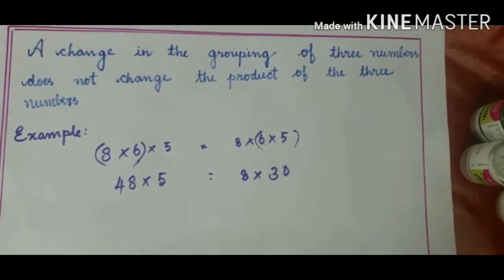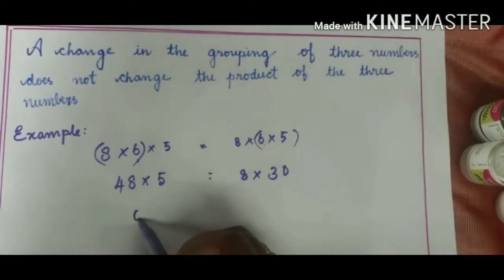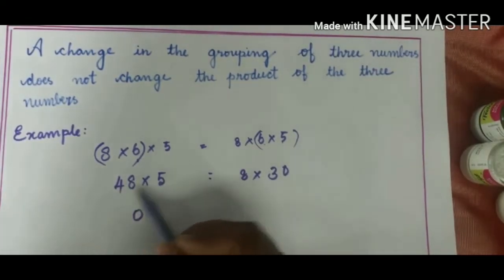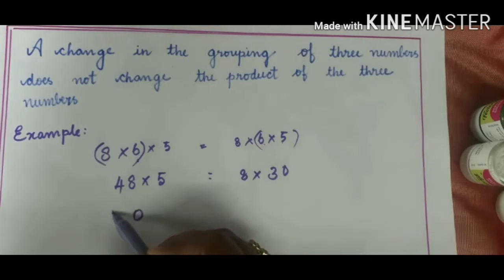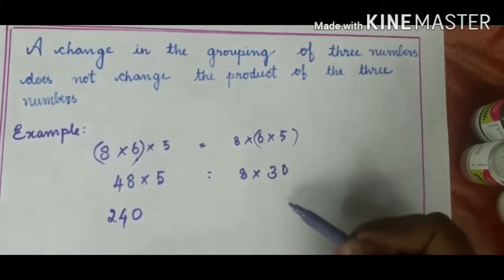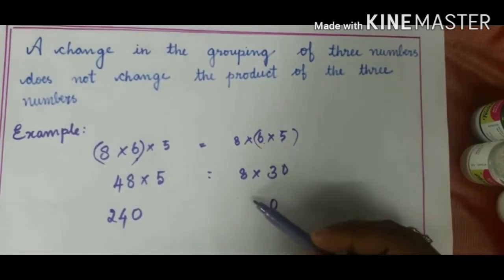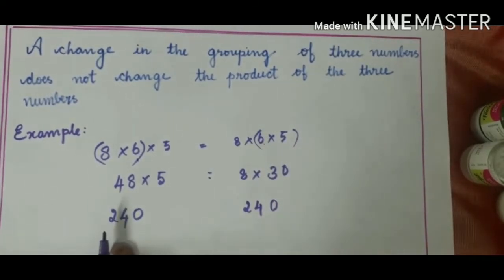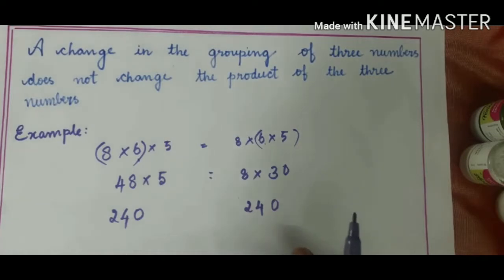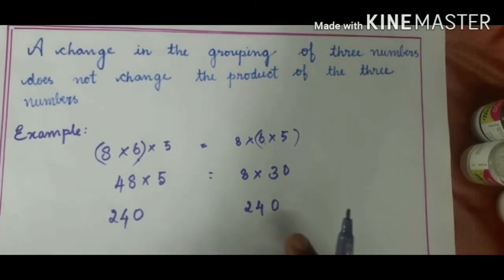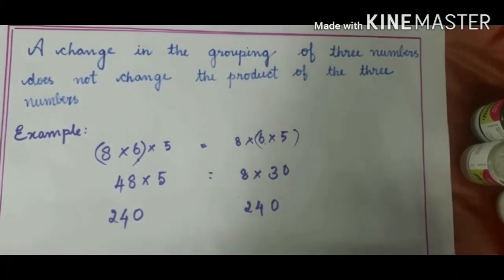Okay, so 8 5s are 40, 0, 4. 5 4s are 20, 20 plus 4, 24. Here again 0, 8 3s are 24. So the answer is 240. Over here also 240. Here also when you change the group, the answer will be 240. So a change in the grouping of three numbers does not change the product of the three numbers.